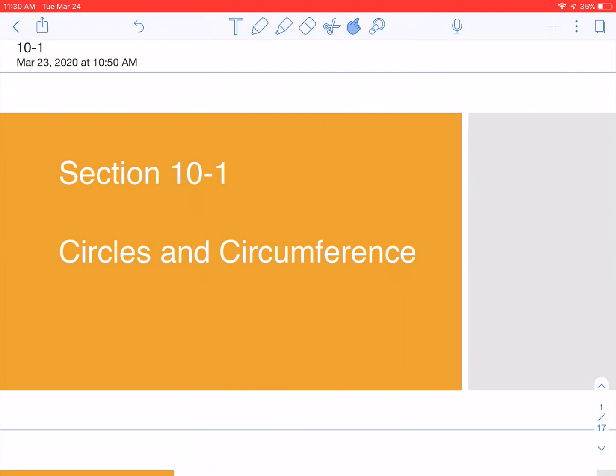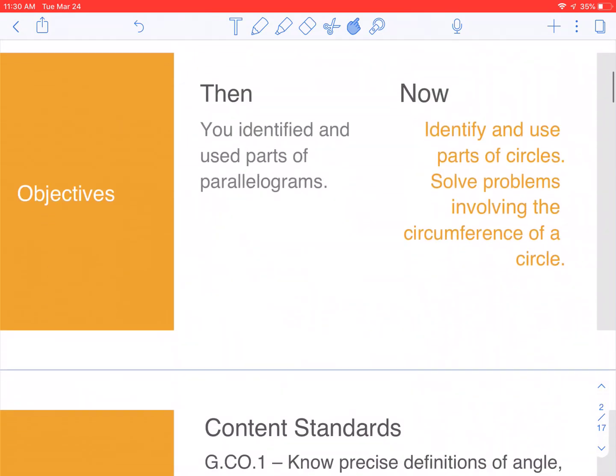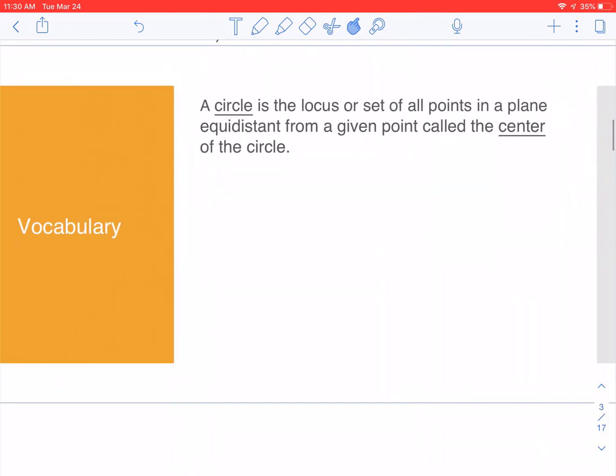All right, section 10.1, circles and circumference. It's a lot of things you guys have done in the past. Hopefully this is review in today's lesson. So, let's check it out. All right, a circle is a locus or set of all points in a plane equidistant from a given point called the center. So there's my center.